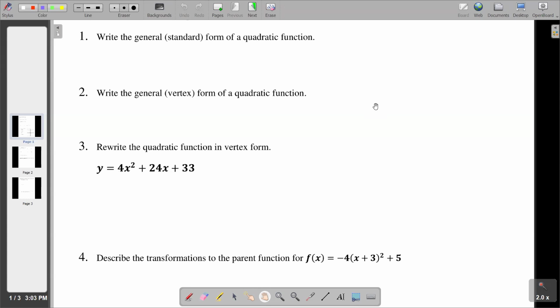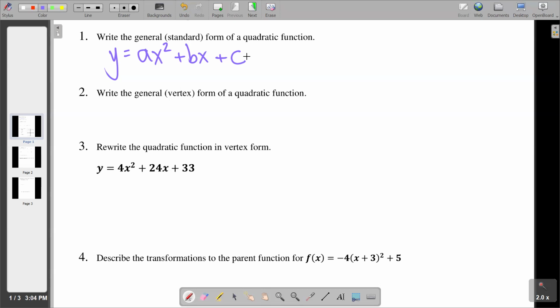The general standard form of a quadratic function or a quadratic equation is this one. y equals ax squared plus bx plus c. You've used this so many times in my presence, with the quadratic formula and finding the vertex, negative b over 2a. So that's something that's right familiar. Just know that that's standard form.